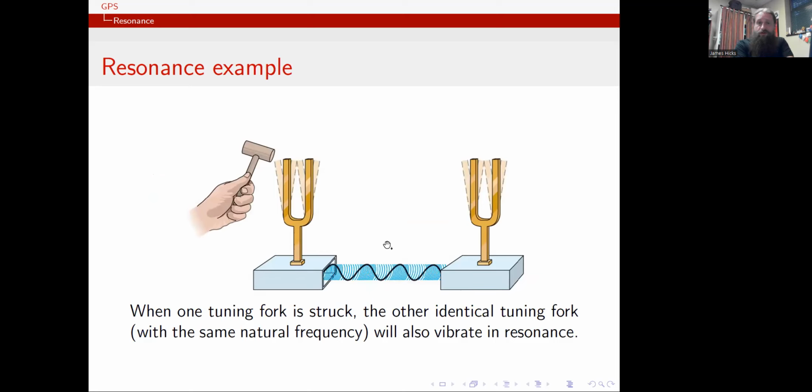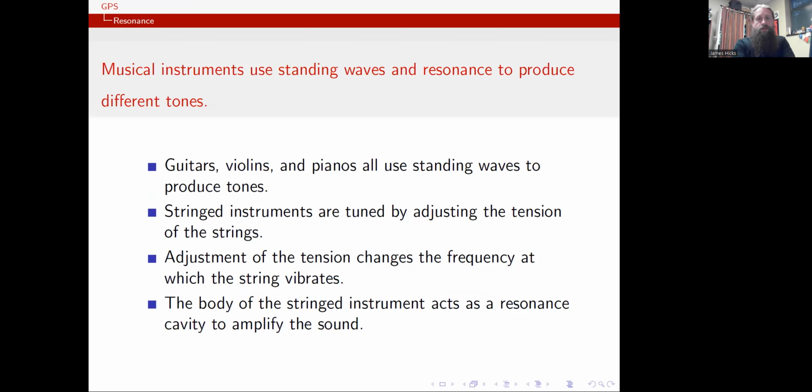In this cartoony picture of two tuning forks, if they're identical tuning forks, hitting one will create a sound wave that will propagate over and make the second tuning fork vibrate in unison. It's just an example of resonance. All musical instruments, whether they're strings that you pluck or bow, you blow into, even a drum that you hit, those all use standing waves and resonance to produce different tones.